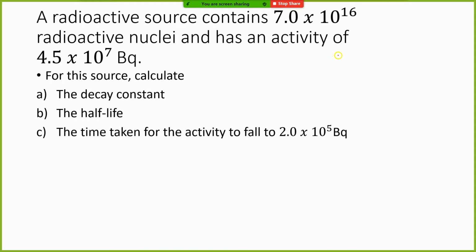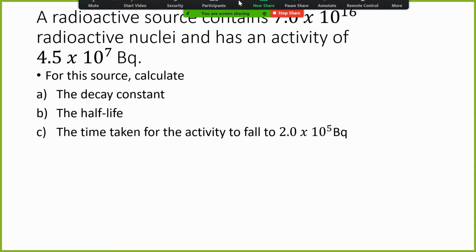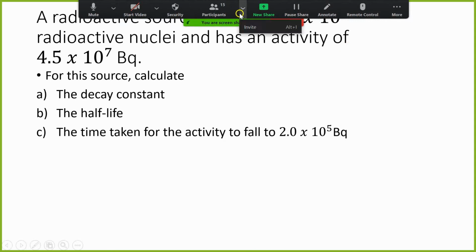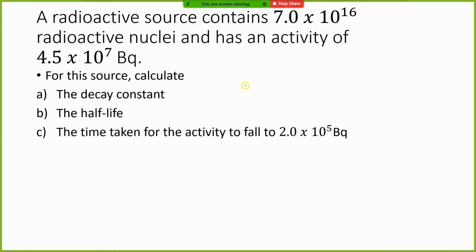Can anybody suggest how we can approach this question in terms of starting off by finding the decay constant? How do you think we can go about doing that? So A equals negative lambda N. Precisely. A is equal to negative lambda N.